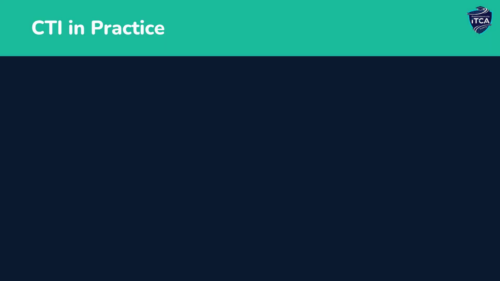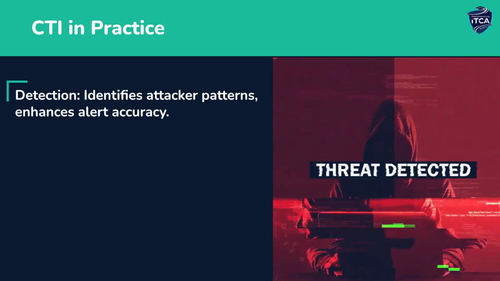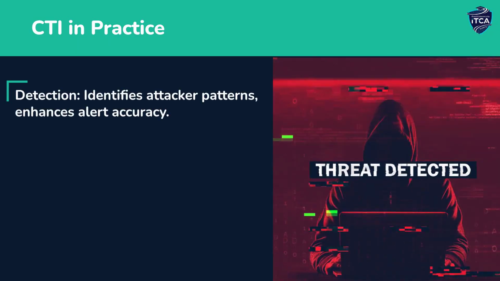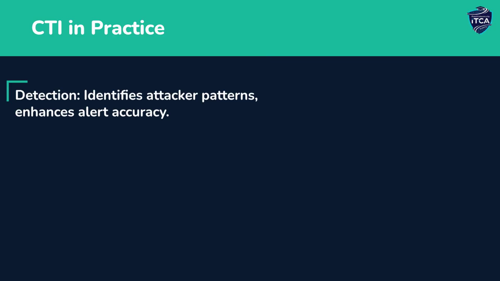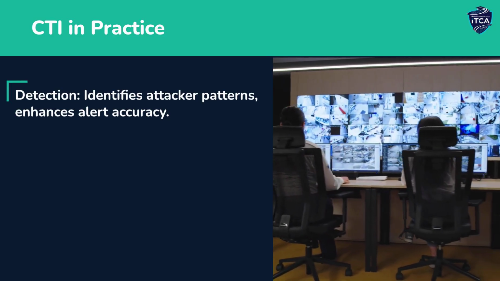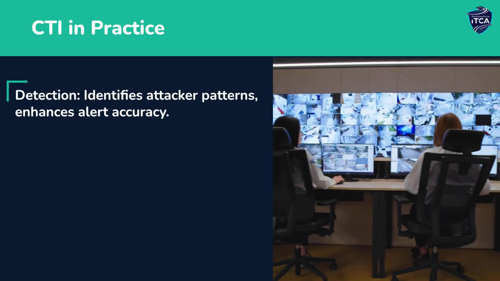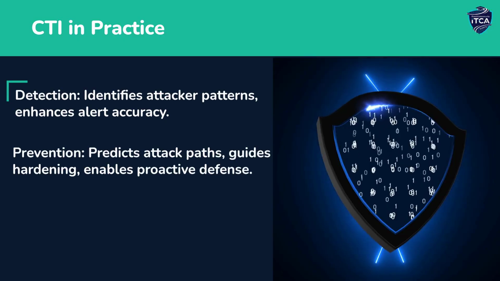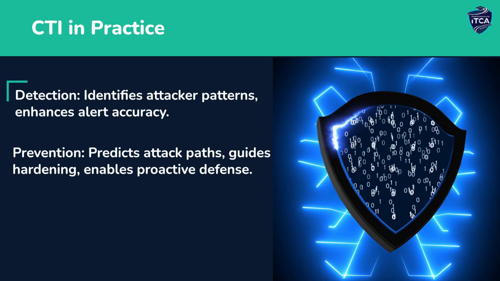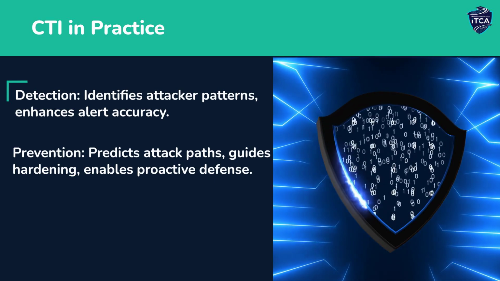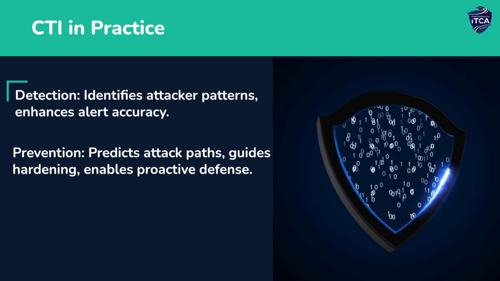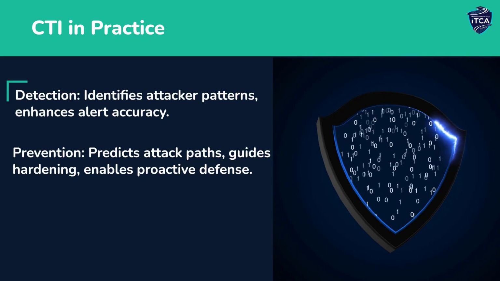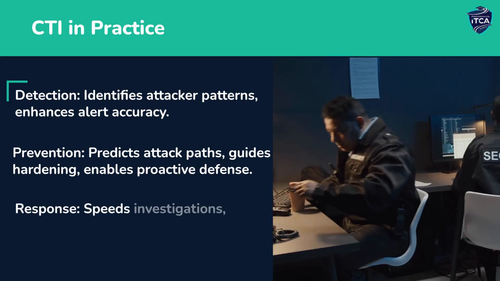Now let us look at how CTI works in practice. CTI supports detection by identifying known attacker patterns, enhancing alert accuracy, and reducing false positives. Instead of treating every alert as equal, CTI helps security teams focus on what actually matters. CTI supports prevention by predicting likely attack paths, guiding security hardening efforts, and enabling proactive defense measures. Rather than waiting for attacks to happen, organizations can strengthen their defenses in advance.